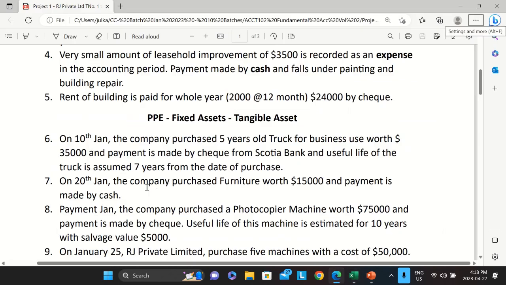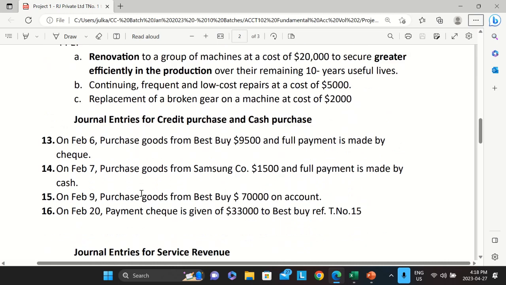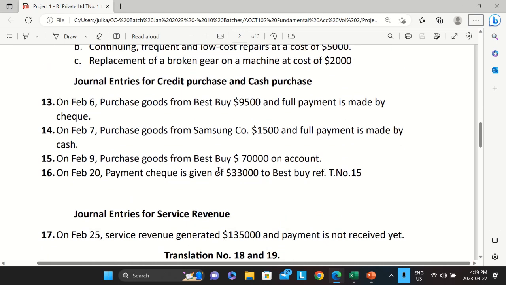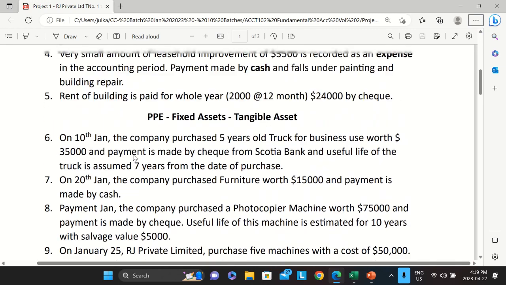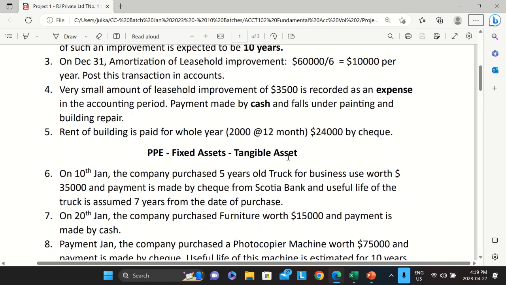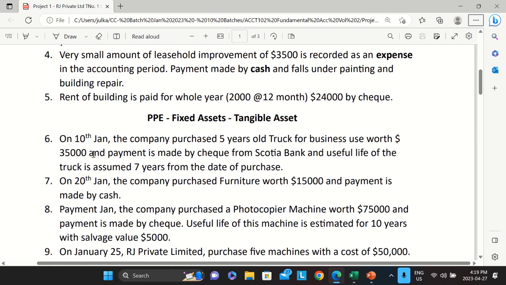From the sixth transaction to the 16th transaction, most of them, not 16, it's 11 and 12, are related to the fixed assets, which are known as the tangible assets of the company. Okay, so transaction number 6 is saying that on the 10th of January, the company purchased a 5-year-old truck for business, and the value of the truck is $35,000, and payment is made by check from Scotia Bank. The useful life of the truck is assumed to be 7 years from the date of purchase.